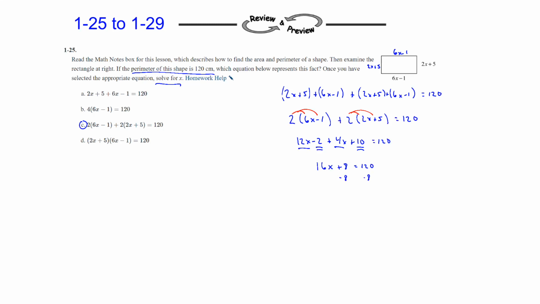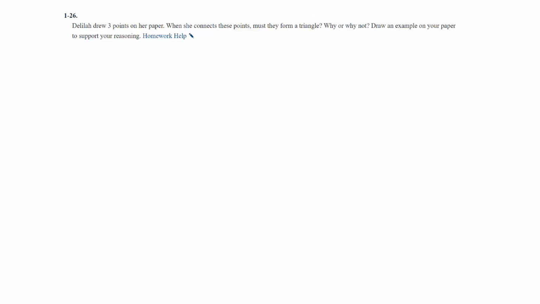Now we can subtract 8 from both sides. 16x is equal to 112. Divide by 16, x is equal to 7.